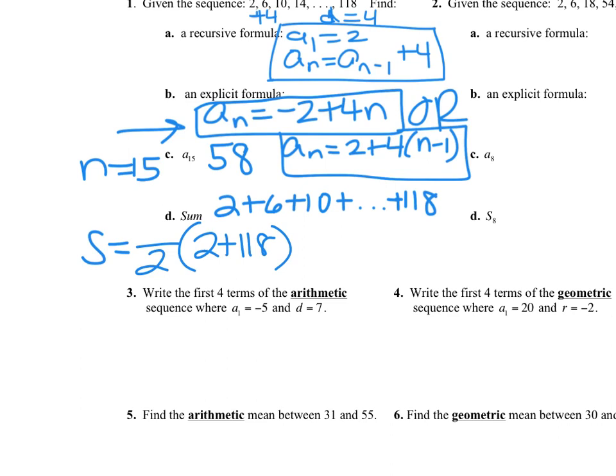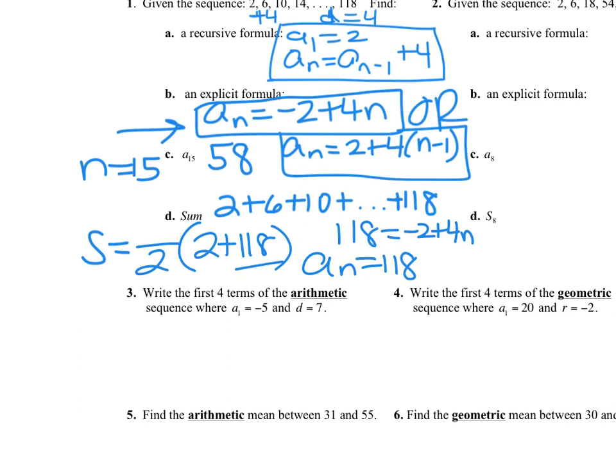And now I have to find out how many numbers there are. Do you remember how to do this? You're going to take 118 and plug it in for a sub n into your explicit formula. So 118 is equal to negative 2 plus 4n, and I'm going to solve that for n. I'm going to find out what number term 118 is, because 118 in this formula is a sub n. So if I plug it into either one of these, it doesn't matter. You solve. What'd you get?